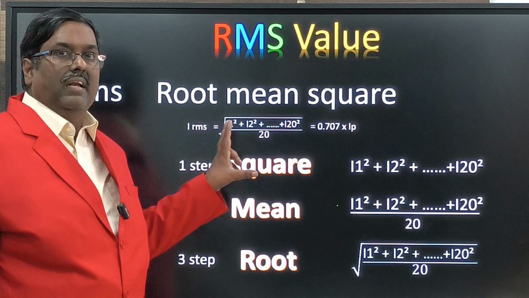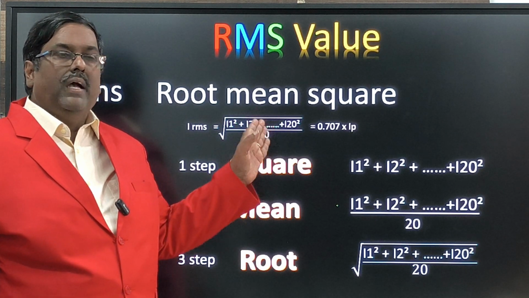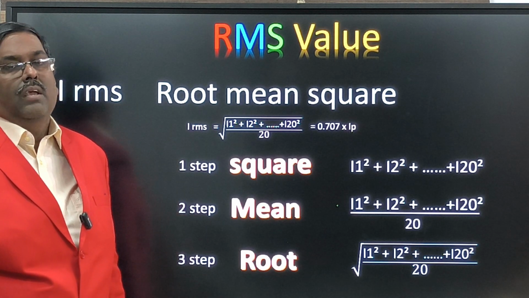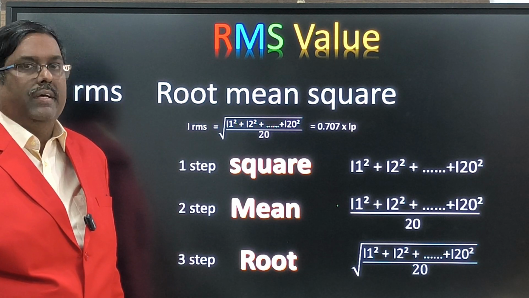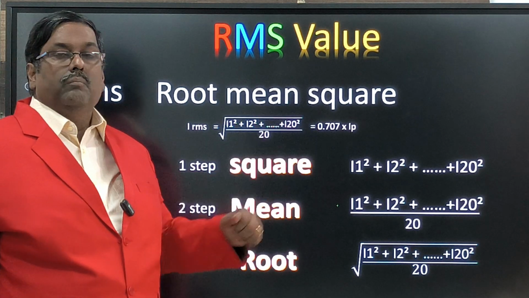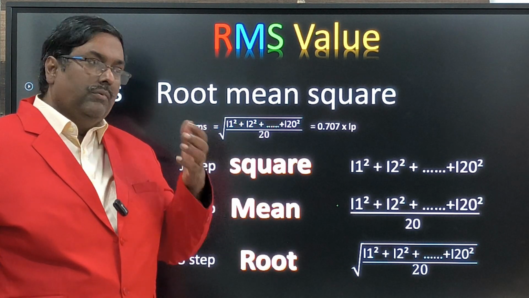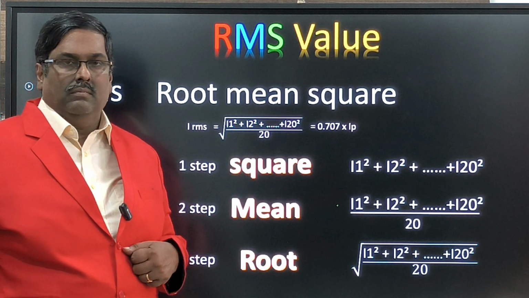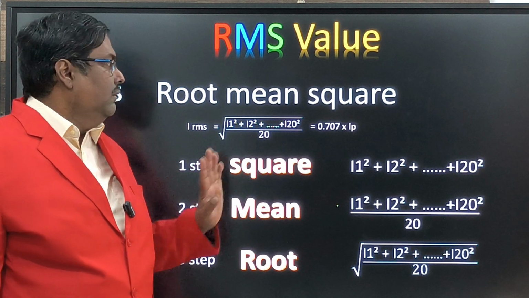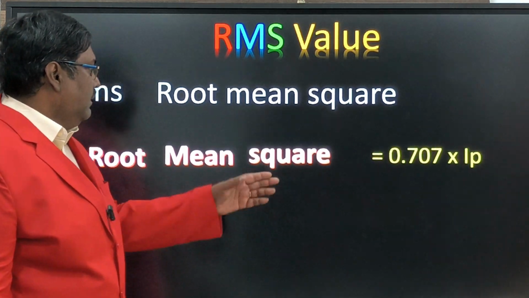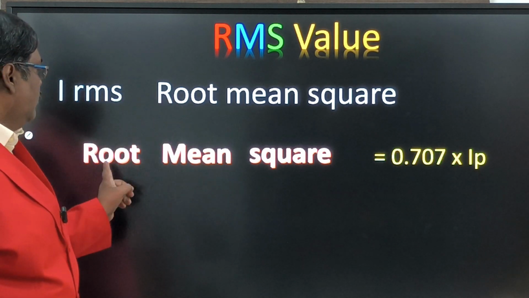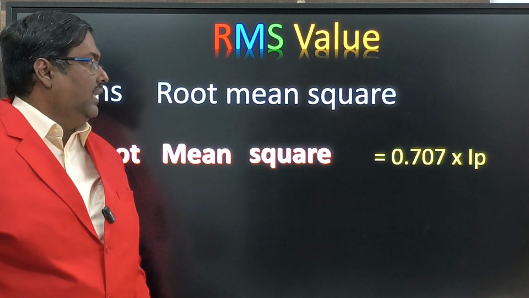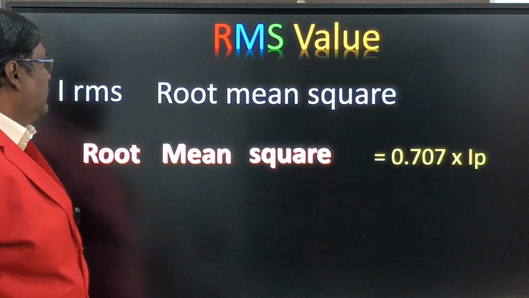If you know the peak value, the peak value into 0.707 will give you the RMS value. If you take the maximum voltage, the peak voltage, then for a sine wave you multiply by 0.707 and you will get the VRMS. So power equals VRMS into IRMS. RMS value only you have to calculate, right? Now see how they change this term, root mean square. The last one becomes first, the center one stays center, and the first one becomes last. And the value is 0.707.